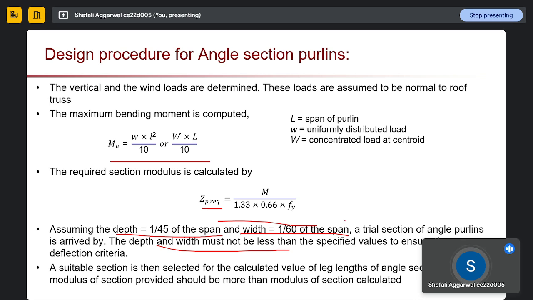So in case the span is 8 meter, then the specified values for 8 meter will be our D dash, and let it be B dash. So whatever D and B we are selecting should always be less than the D dash and B dash value. Okay. So after this, we are finding our suitable section, and then we will calculate the leg length of the angle section. And modulus of section should always be greater than the modulus of section calculated. So this is the required modulus of section. It should be greater than the modulus calculated.